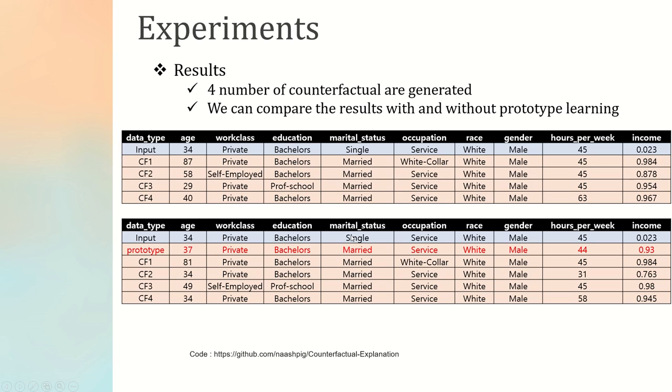As you can see, there are differences between two experiments. Both are experiments without and with prototype learning, respectively. Compared to the above experiment, the following experiment shows that the counterfactual is more similar to the prototype instance, especially in terms of age.